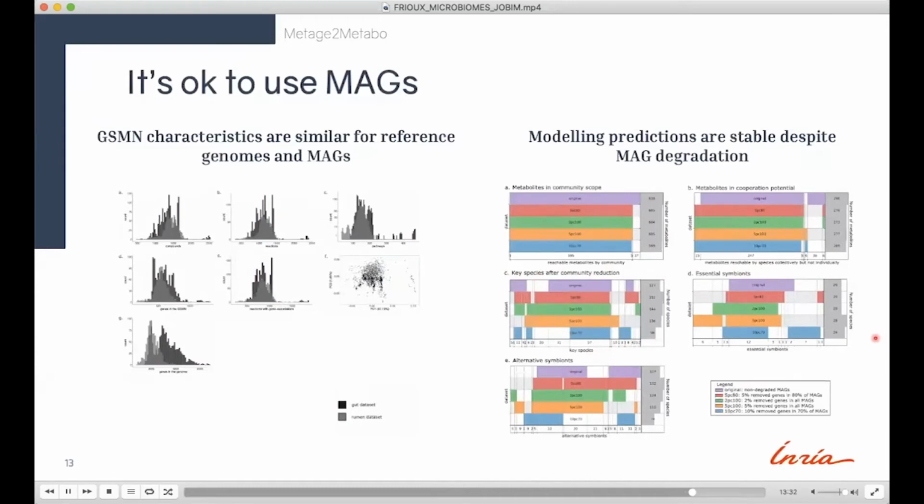So we can conclude that the criterion typically used for MAG quality, which is more than 80% completeness, is likely to be sufficient to get a coarse-grained yet valuable and reliable first picture of the metabolism in a community.